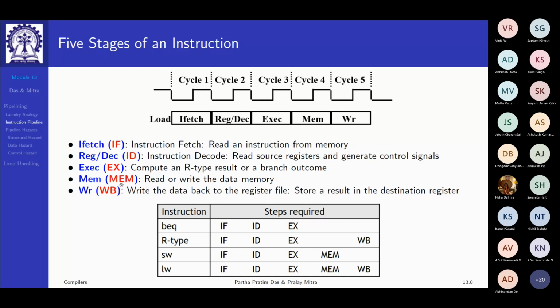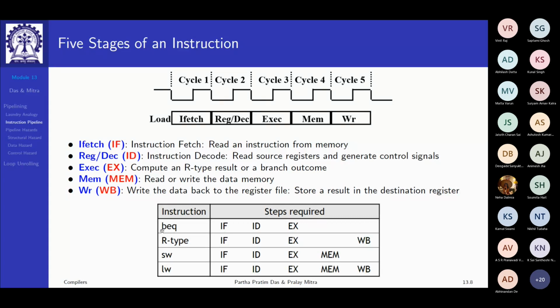Then you have a 4th stage, which is mem, where you read or write data memory as needed. And in the final write back stage, you write back the result to the destination register if that is involved. So here is a small table which shows, for different instructions, what stages are used.